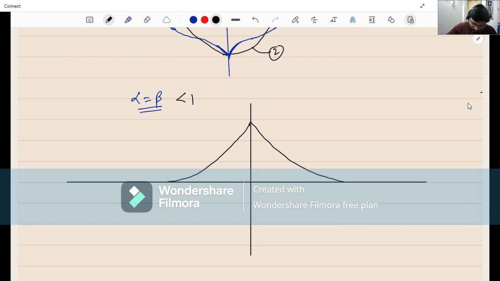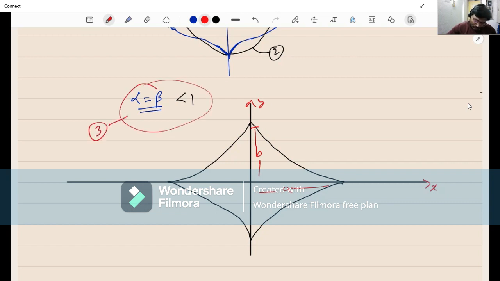It will become like this, where this is the x-axis, y-axis, this is b. If you make alpha and beta, so this is the third combination. So this is for 3.